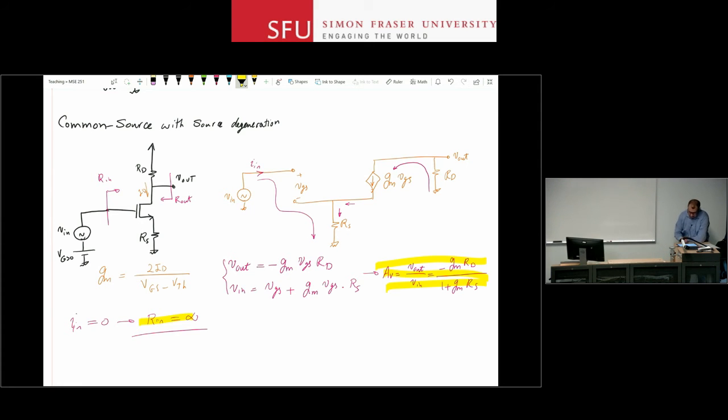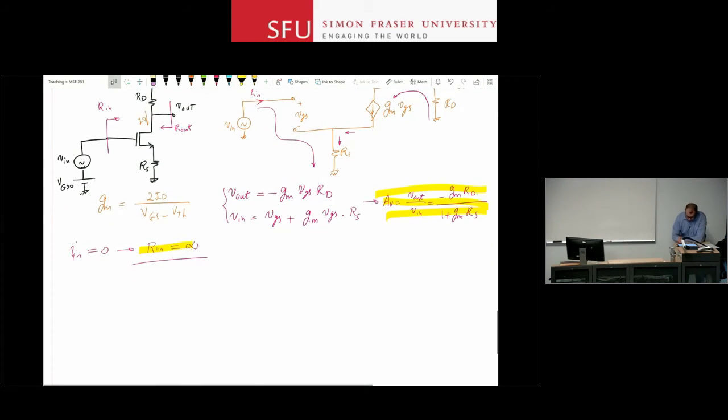What about the output resistance? Well, output resistance requires me to draw the circuit again, and I cannot really use the same circuit that I used for gain and input resistance calculations. So I redraw the circuit. gm VGS here, VGS here. Input source is now removed. RS down here. RD down here. And now I'm attaching my test source to where I want to measure the output resistance.